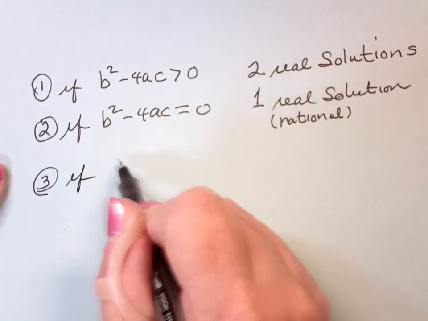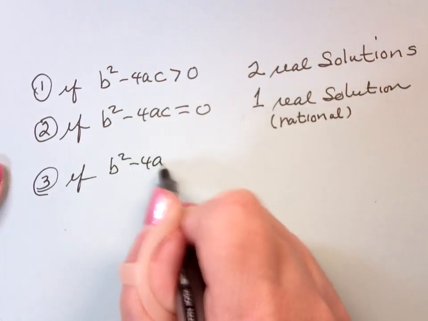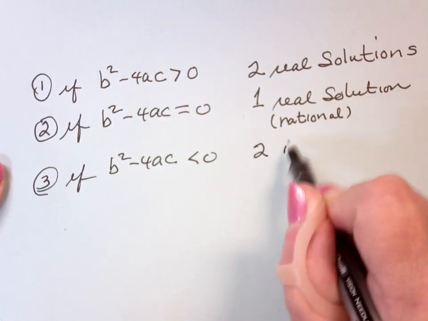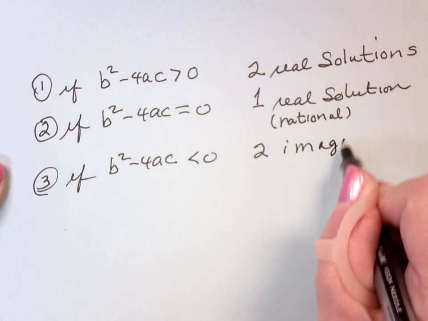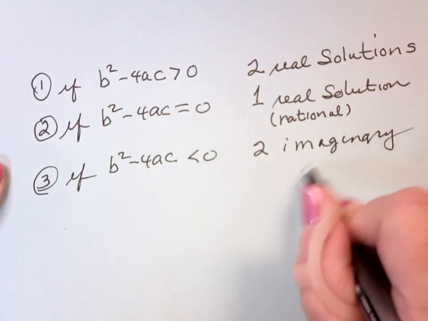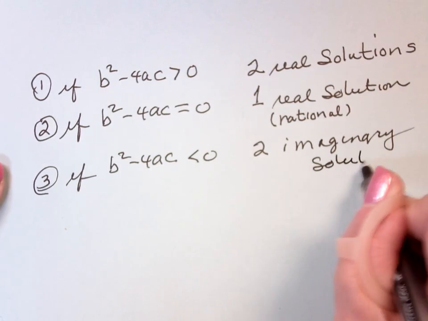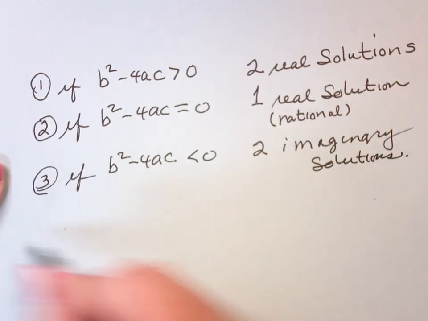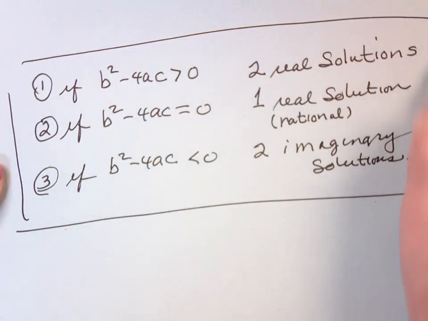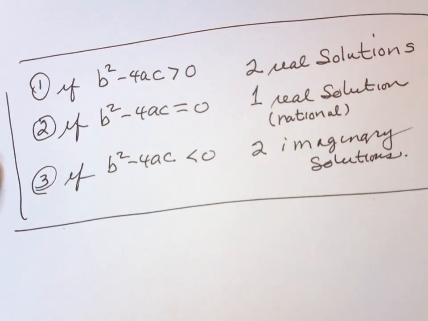Three, if b squared minus 4ac is negative, you're going to have two imaginary solutions. So that's going to be your reference box.